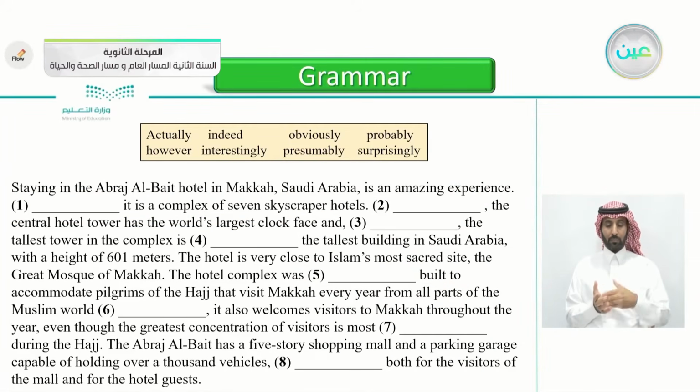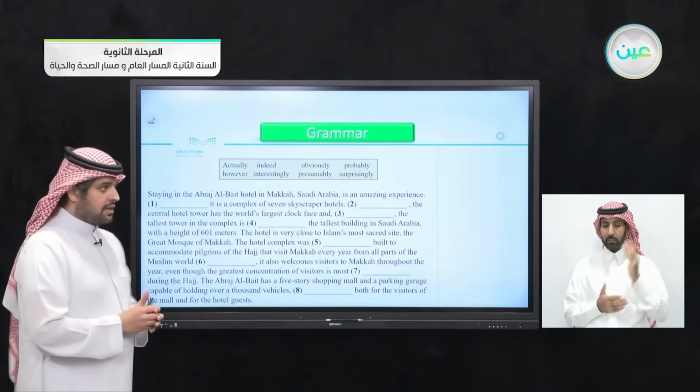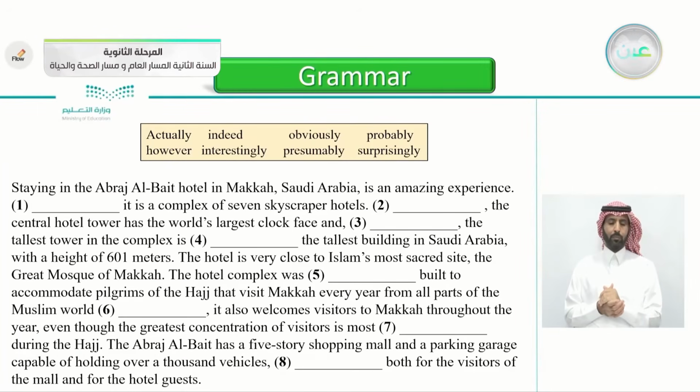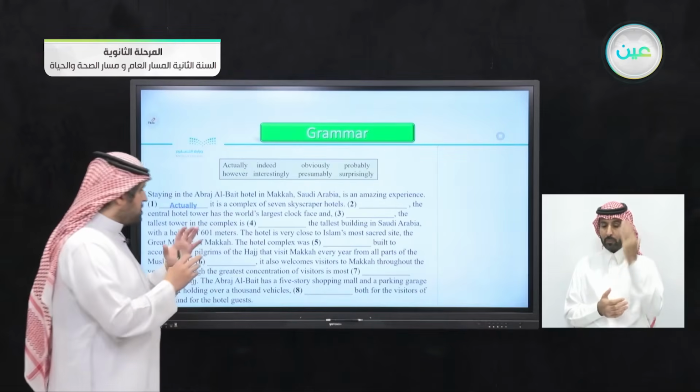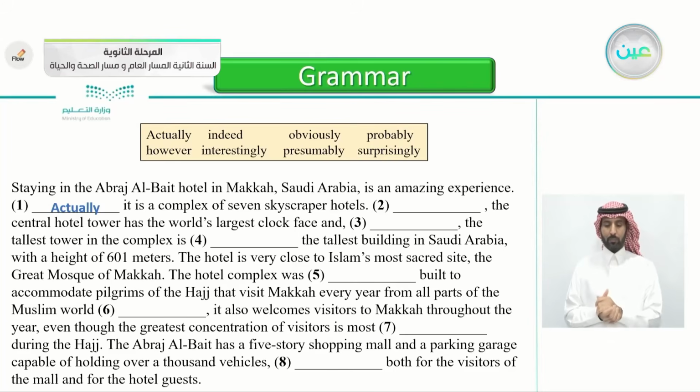Let's read together. Staying in the Abraj Al Bayt Hotel in Mecca, Saudi Arabia, is an amazing experience. It is a complex of 7 skyscraper hotels. The word skyscraper means a very high building. So number 1. Very good. Actually, it's a complex of 7 skyscraper hotels. You use the adverb actually when you want to give a fact about something. People think that it is just one skyscraper, Abraj Al Bayt. No, it's 7 skyscrapers.